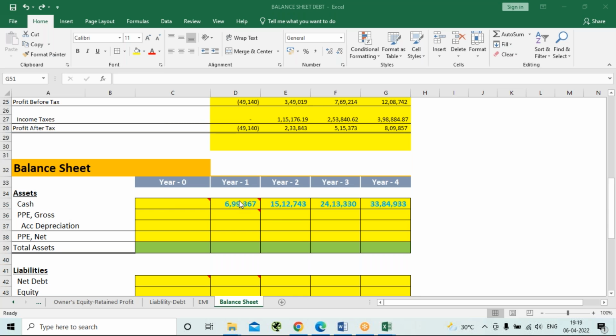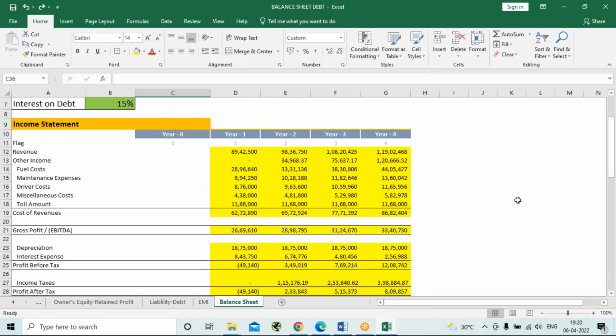So the cash value is already given. It is there by default, so let us keep the same values. Now I have to do these calculations. So what is PPE gross? PPE stands for property, plant and equipment. It is also an indication of an asset. So what is the asset value we have? What is the value of an asset? Is it given anywhere in the income statement?